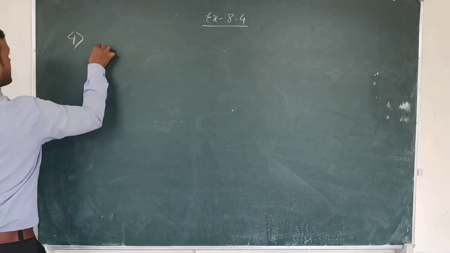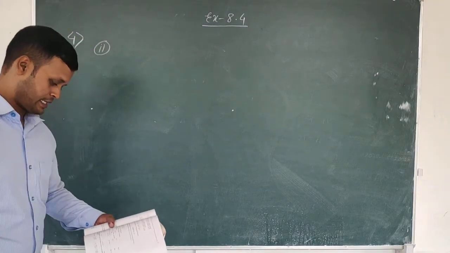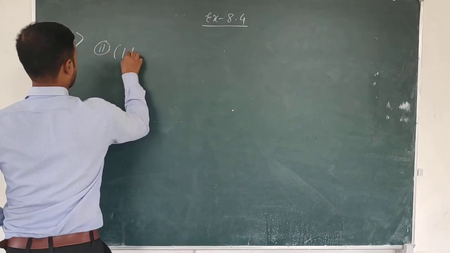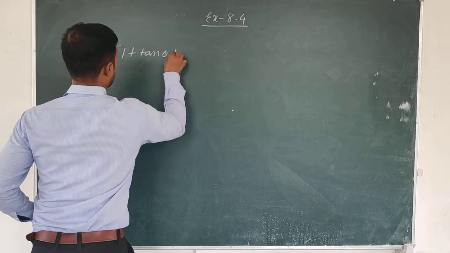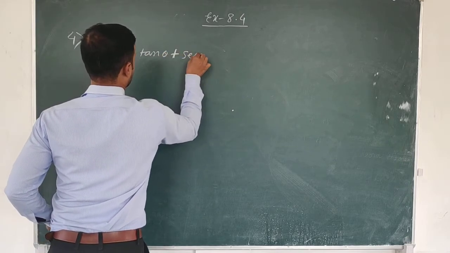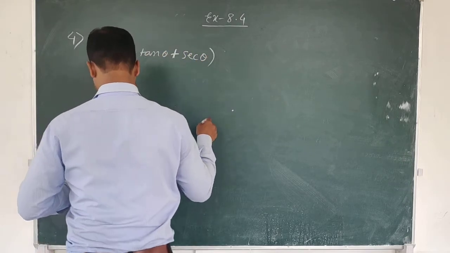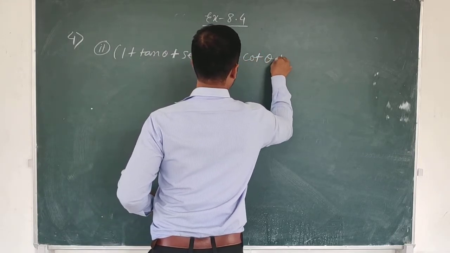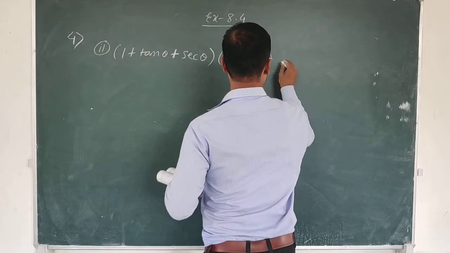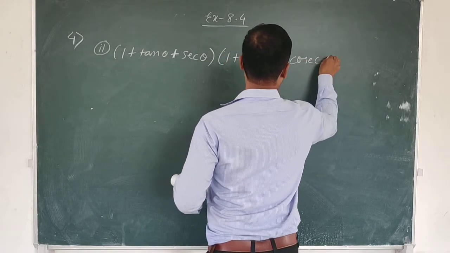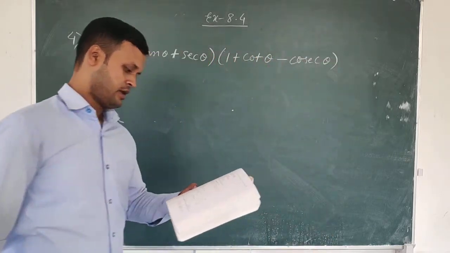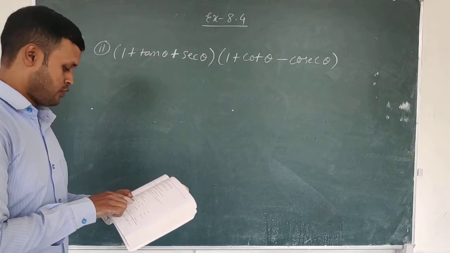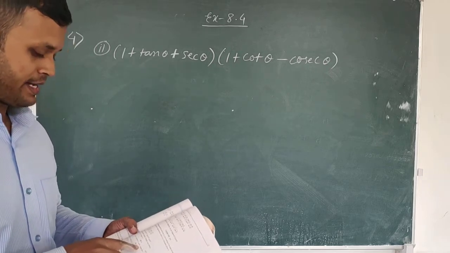Number 4, number 2. Let us see. 1 plus tan theta plus sec theta into 1 plus cot theta minus cosec theta. Okay. So 1 plus tan theta plus sec theta into 1 plus cot theta minus cosec theta.